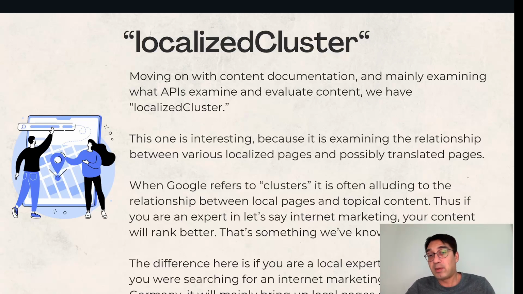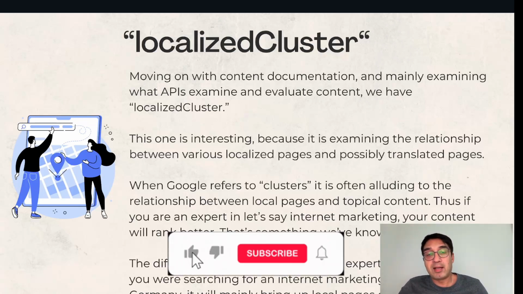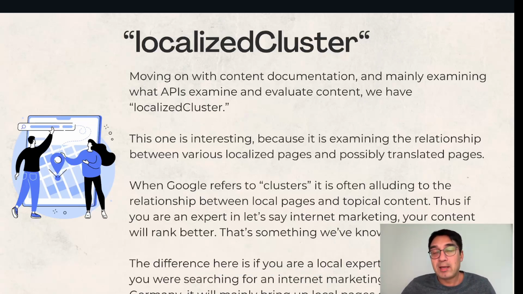Thus, if you are an expert in, let's say, internet marketing, your content will rank better. That is something we already know. So you build that authority as an internet marketer. The difference here is that if you're a local expert, for instance, if you were searching for an internet marketing expert in Germany and you are a local internet marketer in Germany, there's a higher probability that Google will see you as an expert sooner and you will rank higher.